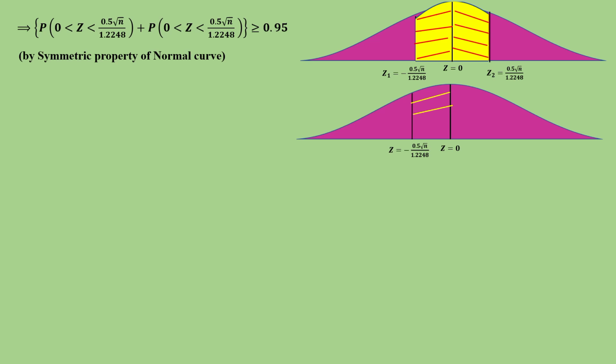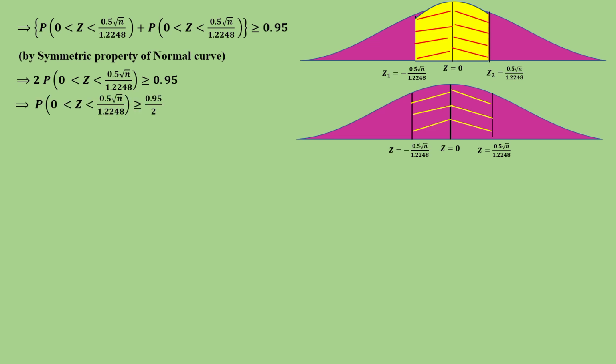At z equal to 0, this is the negative area and this is the positive area. So 2 times probability of 0 less than z less than 0.5 root 10 by 1.2248 is greater than or equal to 0.95. Bringing that 2 to the right-hand side, probability of 0 less than z less than 0.5 root 10 by 1.2248 is greater than or equal to 0.95 by 2, that is 0.475. So 0.5 root 10 by 1.2248 is equal to 1.96 from the normal curve table.